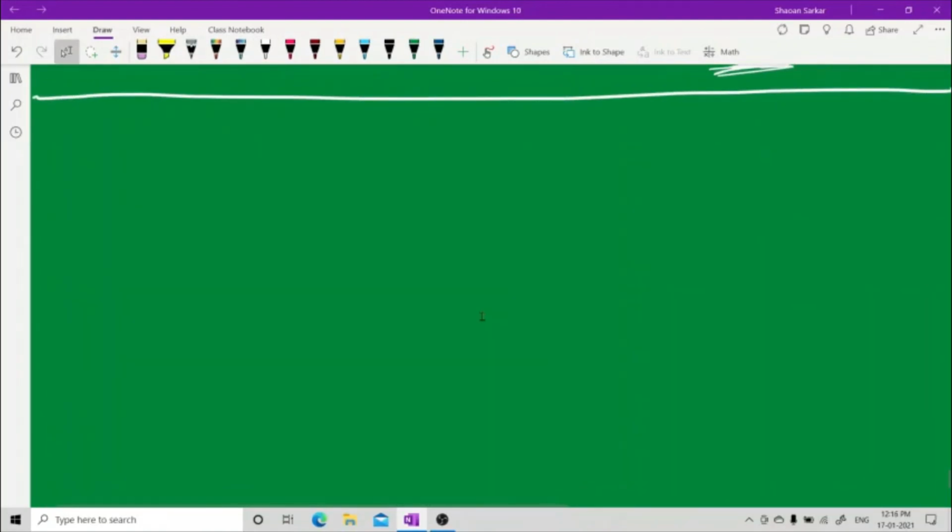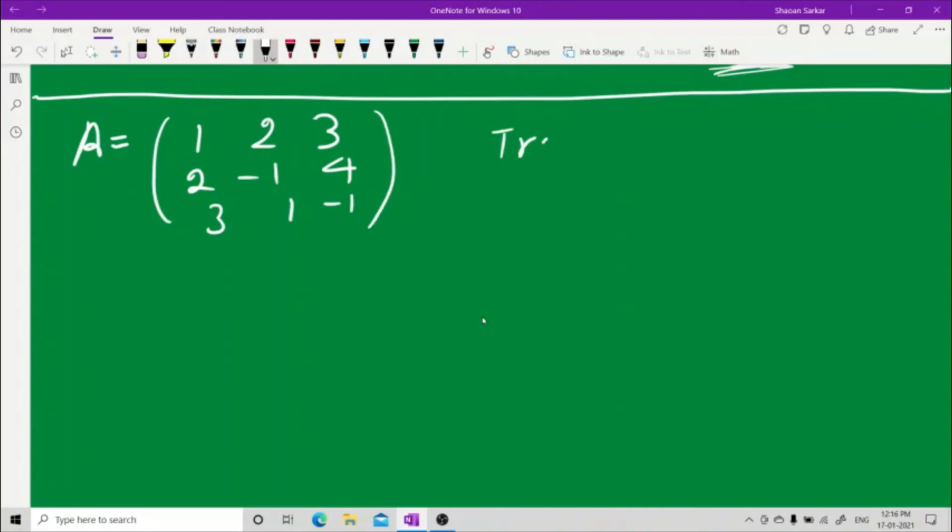Now see, I'll take another problem. Let me take A equal to 1, 2, 3; 2, minus 1, 4; and then 3, 1, minus 1. Now write trace A. Trace A is lambda 1 plus lambda 2 plus lambda 3, and this is equal to 1 minus 1 minus 1, and this will give me minus 1.